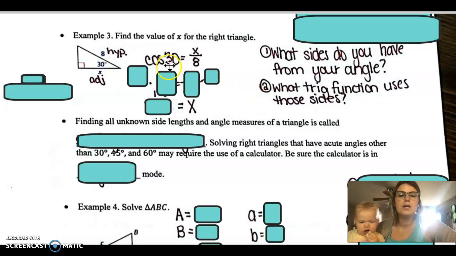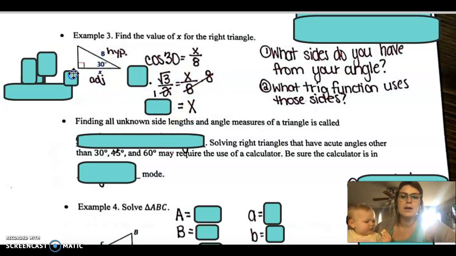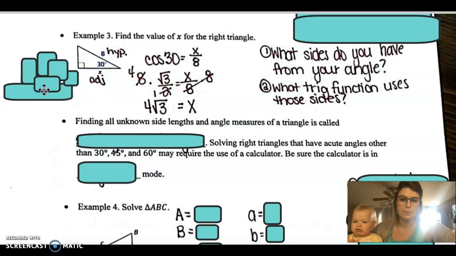Okay, so cosine of 30 on your chart is the square root of 3 over 2. So you'll write that, and it still equals x over 8. We want x by itself, so we multiply both sides by 8. And if we have 8 times the square root of 3 over 2, 8 and 2 reduce. 2 goes into 2 one time, 2 goes into 8 4 times. So then we'd have 4 times the square root of 3 over 1, which is just 4 square root of 3. So take a minute to make sure you understand how to do that one.